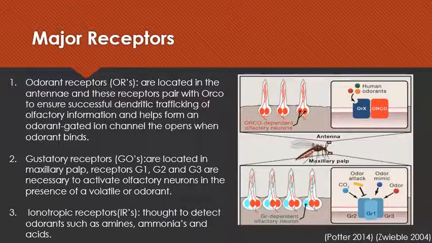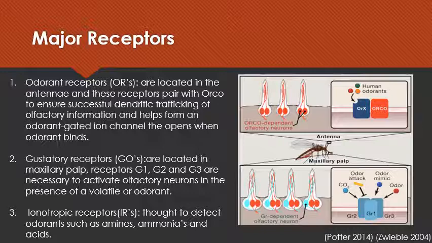Now let's look at the three major receptor types in the mosquito. The first is an odorant receptor, or an OR, and these are located in the antenna and composed of one type of receptor and the orco gene. The orco gene is required for proper dendritic trafficking to help with odorant-gated ion channel function, which in turn creates a functioning ion channel for odorant recognition when the odorant binds.